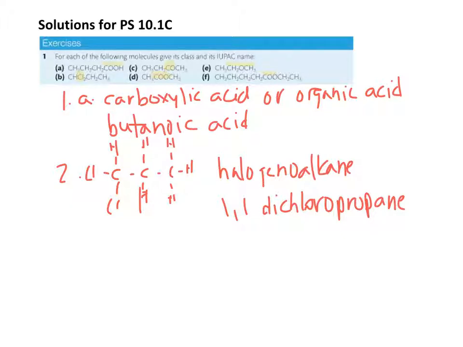Letter C, I'm getting ahead of myself here. This is letter B, not number 2. Letter C, I have CH3, CH2, CO, CH3. So the CH2 and the CH3 on either side of this functional group is what led me to realize just the CO is the functional group.